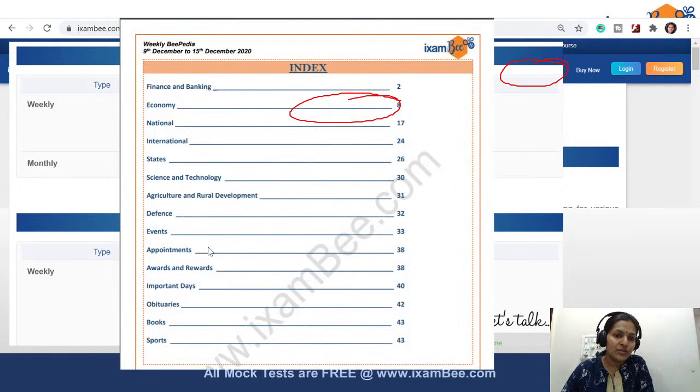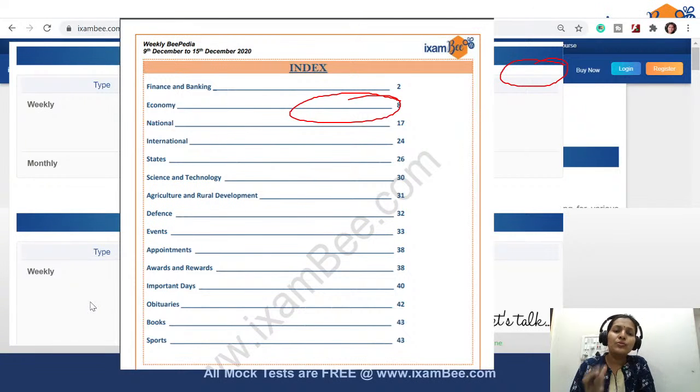How is it structured? It is divided into various sub-segments: finance and banking related, economy, national, international, states. So all the topics and subtopics from which the questions keep coming in different formats. Don't worry where the question will come, whether it will come in GA, ESI, or FM. How does it matter to you? Ultimately you have to answer and move ahead and get selected.